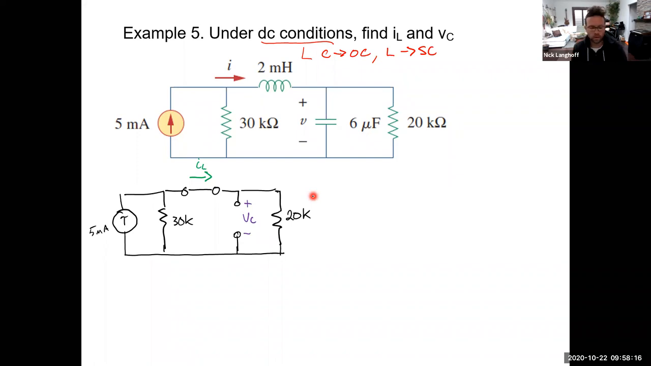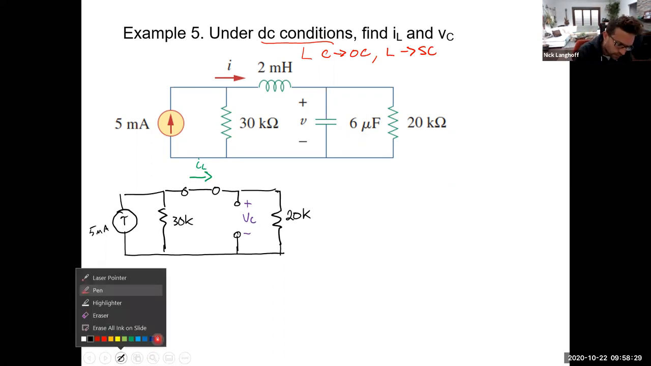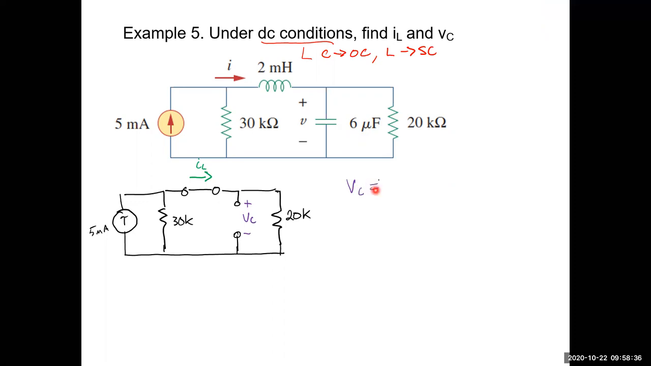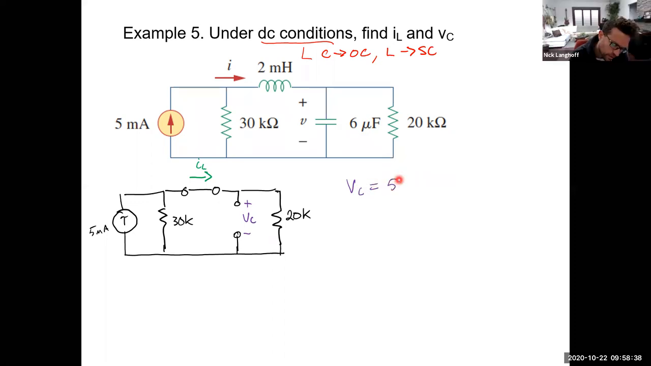And so now that we've analyzed under DC conditions, this circuit ends up being pretty straightforward. It's a 5 milliamp source driving a parallel combination of a 30K, 20K resistor. So we could actually pretty quickly calculate VC. VC is just gonna be 5 milliamps times the parallel combination, the 20K parallel 30K.